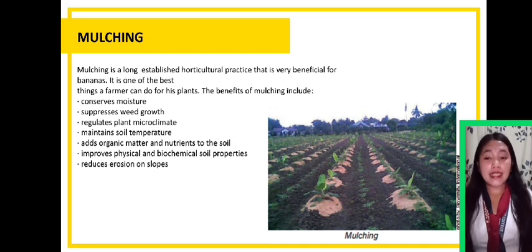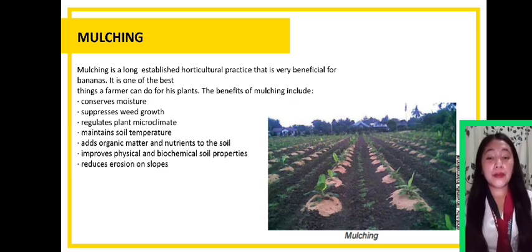It is one of the best things a farmer can do for his plants. The benefits of mulching include: conserve moisture, suppress weed growth, regulate plant microclimate, maintain soil temperature, add organic matter and nutrients to the soil, improve physical and biochemical soil properties, and reduce erosion on slopes.